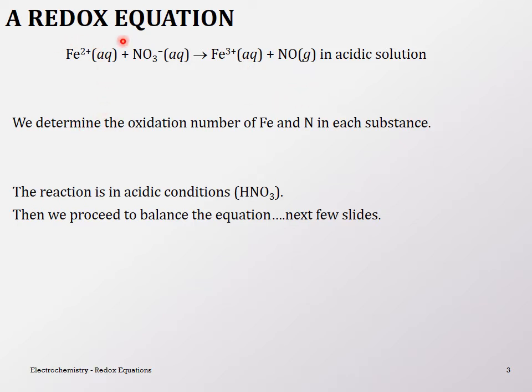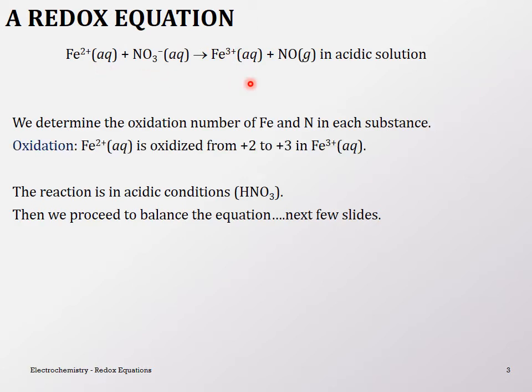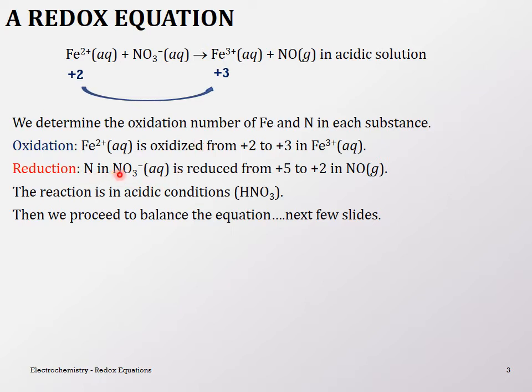The first thing you have to do in a redox equation is realize what is getting oxidized and what is getting reduced. Oxidation here is of iron. Iron is going from 2 plus to 3 plus, and therefore this is loss of electrons, and that is oxidation. Once you've established that iron is getting oxidized, something else must be getting reduced. The reduction here is going on for nitrogen in the nitrate, not the entire nitrate, but the nitrogen in the nitrate. So you look at the oxidation number for nitrogen, which is going from +5 to +2.